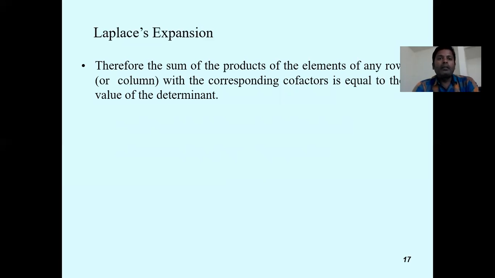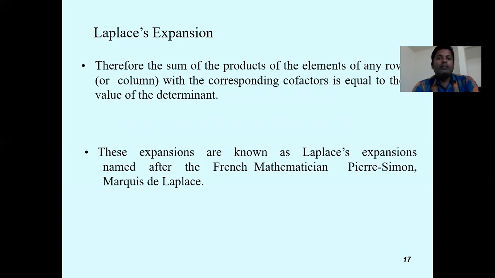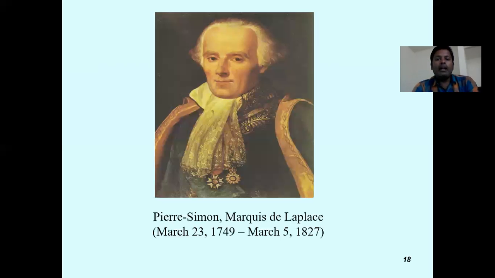Next, we go to the Laplace expansion. The sum of the products of the elements of any row or column with the corresponding cofactors is equal to the value of the determinant. These expansions are known as Laplace expansion, named after the French mathematician Pierre-Simon Marquis de Laplace.